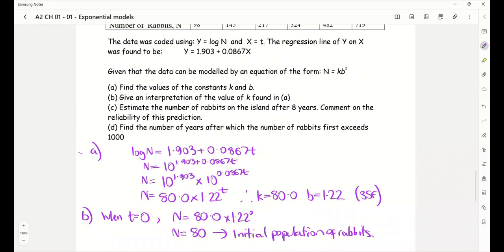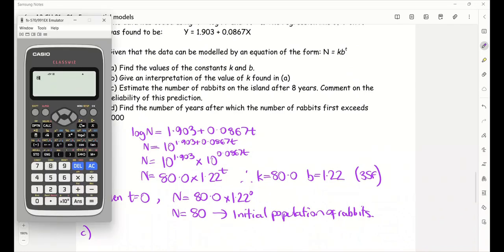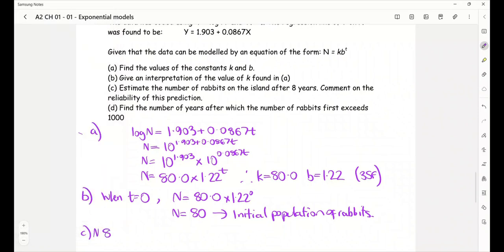Okay, part C. Estimate the number of rabbits on the island after 8 years. Comment on the reliability of this prediction. There are two things to do there. One is to plug some numbers into the calculator. Using our formula for n, we've got 80 times 1.22 to the power of 8. That's 392.6, which we'll round to the nearest rabbit. That's 393.